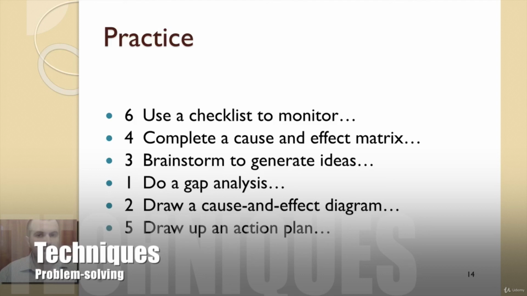Draw up an action plan. As the fifth step, once he's chosen a solution, Robert needs to plan how best to implement it. This will depend on any constraints. For example, hiring a full-time technician may not be feasible, but existing staff members could undergo maintenance training.